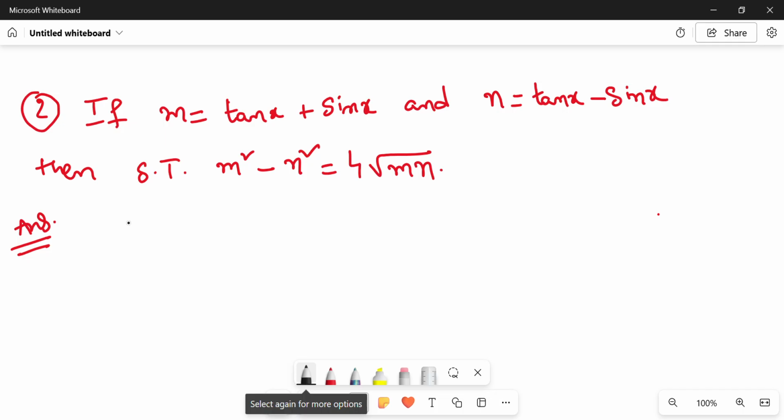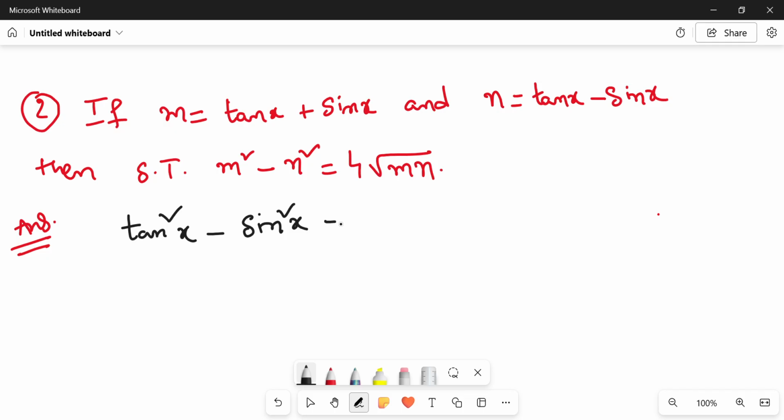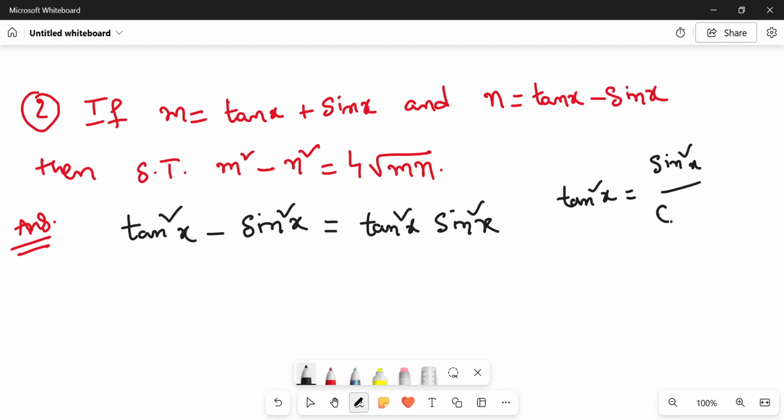So for that we will use the identity tan square x minus sin square x is equal to tan square x multiplied by sin square x. So this is a very important identity in trigonometry. Here we have to know something, that tan square x is sin square x by cos square x. All of you know this.